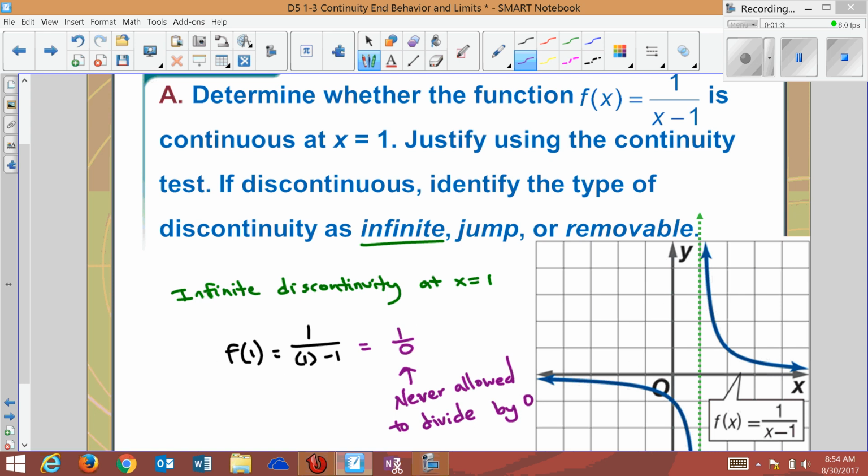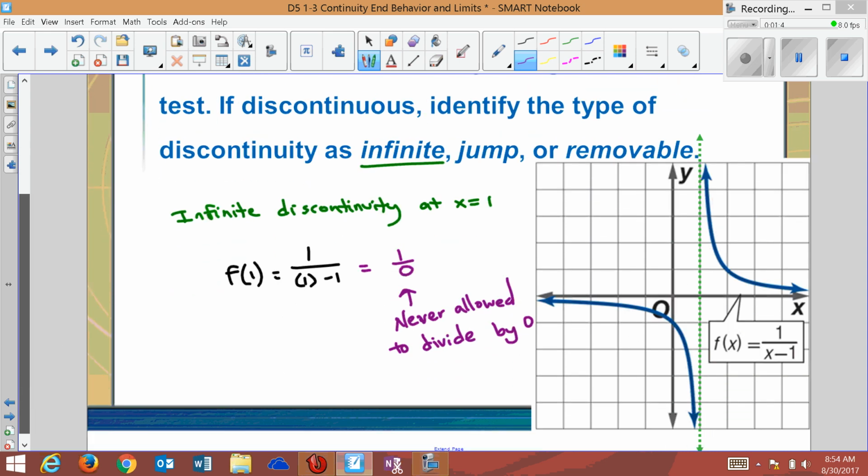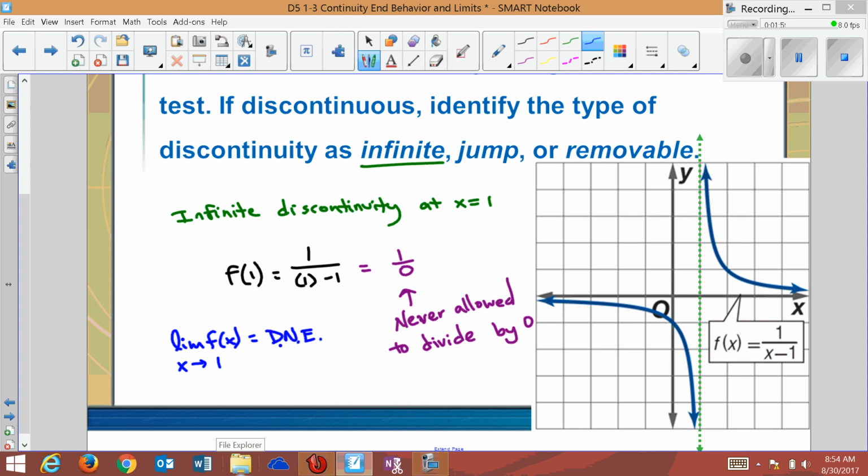So this is a way of proving that the limit does not exist. The way you would write that is limit, which means, remember, what happens to y as x approaches 1, is the limit does not exist. All right? And that's why it's an infinite discontinuity. Let's try another one.